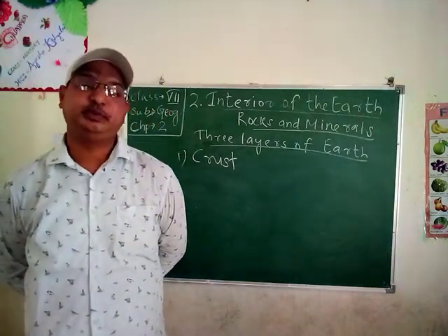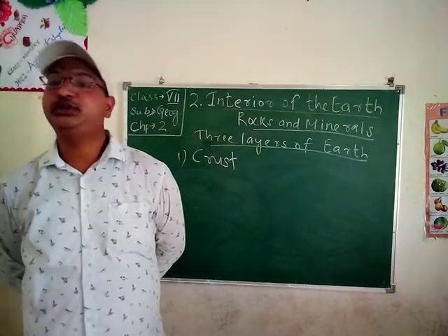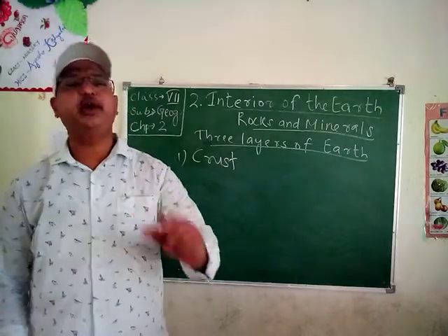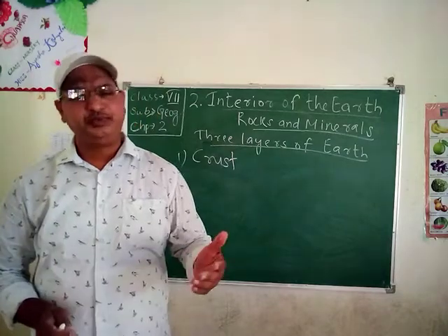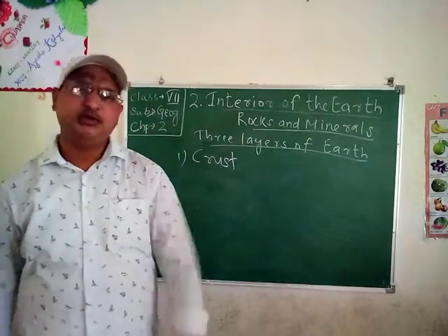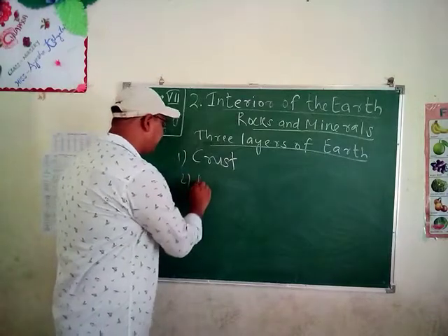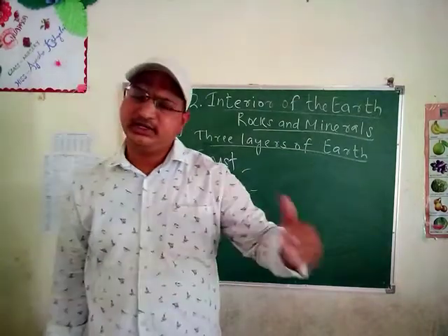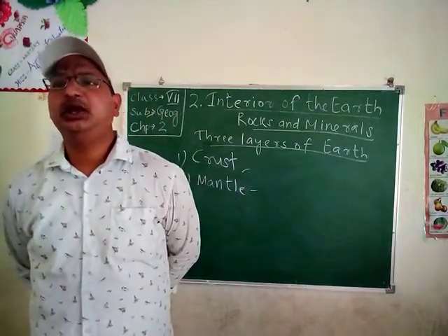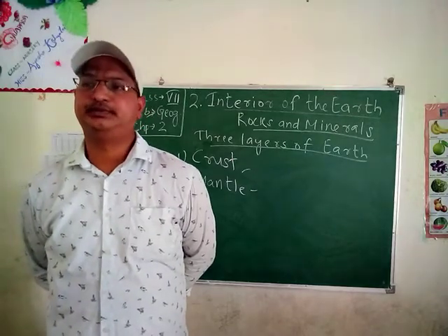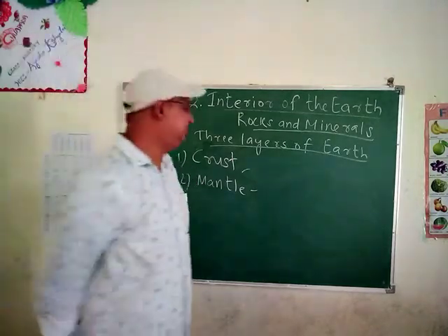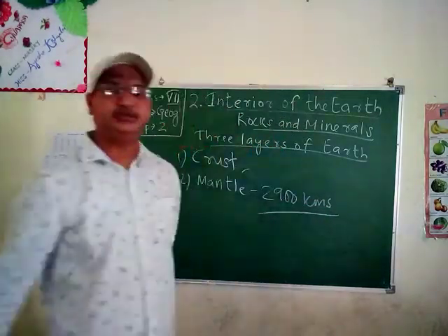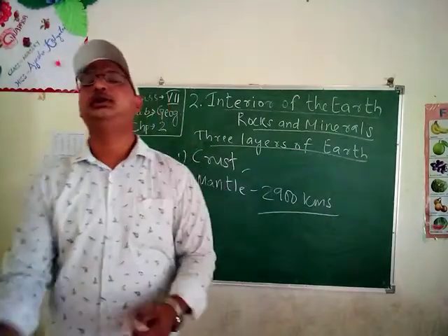It is the thinnest. Thin means patla in Hindi. It is the thinnest of all the layers, about 35 km on the continental mass and only 5 km on the ocean floor. That is the area of the crust. But students, the second one is the mantle. What is mantle? Mantle is the layer just below the crust. The mantle lies just beneath the crust and extends up to a depth of 2900 km. Students, remember, 2900 km. While the crust is the thinnest of all the three layers.